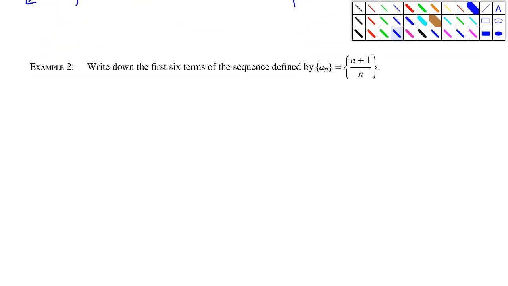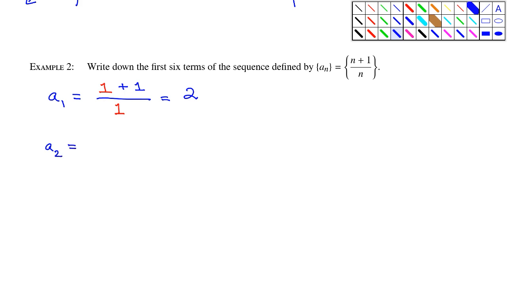Example number 2. Write down the first 6 terms of the sequence defined by a sub n equals n plus 1 over n. So a sub 1 means that the value of n is 1. Every place where there is an n, we're going to place a 1. So this would be 1 plus 1 divided by 1. The red here indicates where the 1s have been placed. So that works out to be 2.